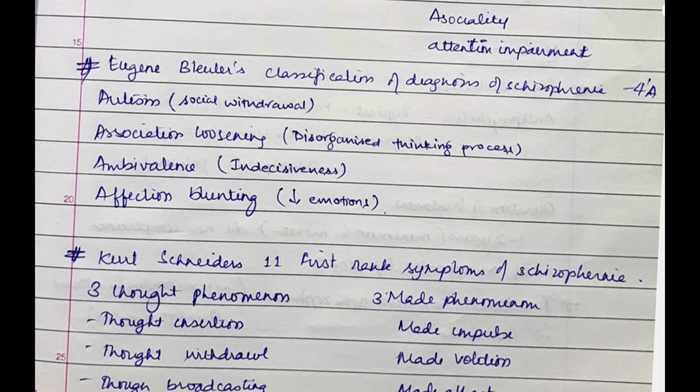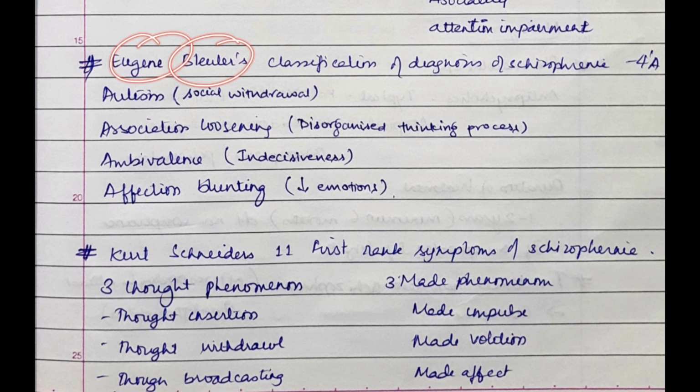Now we'll see Eugene Bleuler classification of diagnosis of schizophrenia. He coined the term schizophrenia, so it is very important, and he gave it as 4 A's. The first A is autism, means social withdrawal. Then the second A is association loosening, means disorganized thinking process. Ambivalence means indecisiveness, he cannot take decisions. And affection blunting, that is decreased emotions.